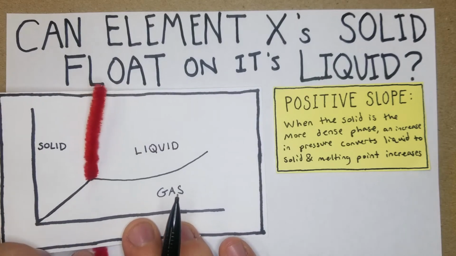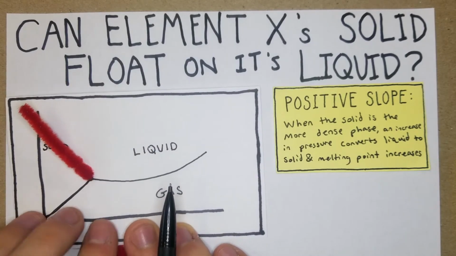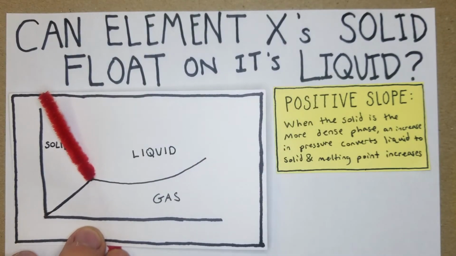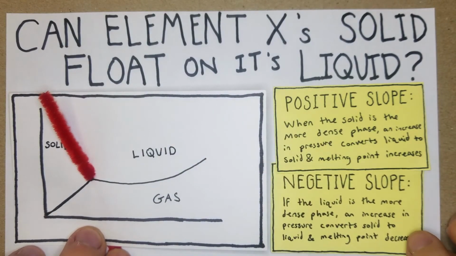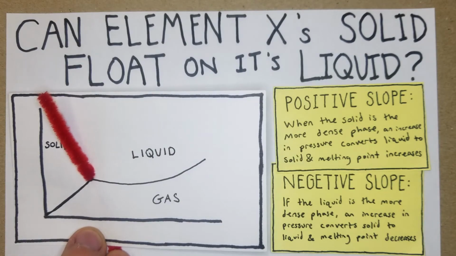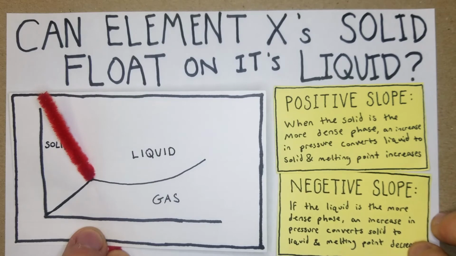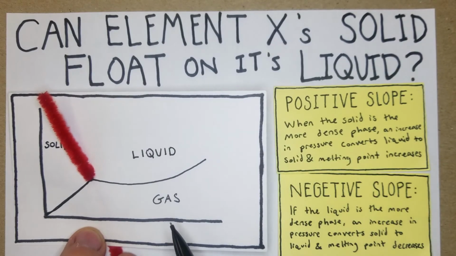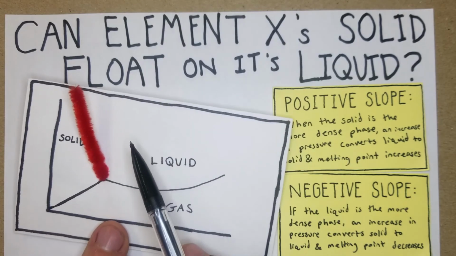Now, on the other hand, if you have a negative slope on that line, it's pretty exaggerated here, a negative slope like you have with water, you're going to have the liquid being more dense of the two phases, so an increase in pressure converts solid to liquid and the melting point decreases. So essentially this whole question boils down to whether this slope is negative or positive.